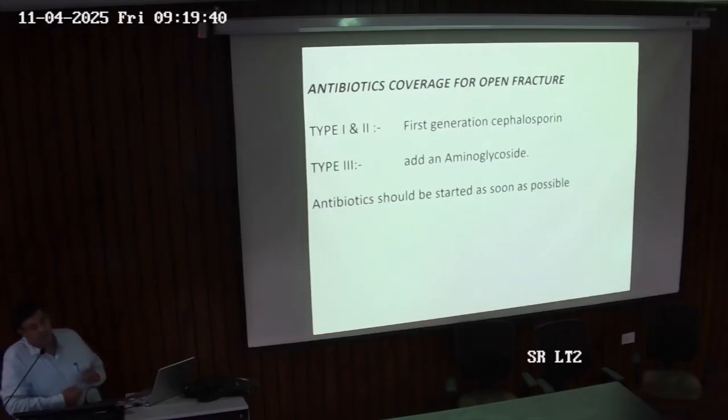So the antibiotics which are given: first generation cephalosporin, as the most common pathogen is Staph aureus, so it is well covered with the first generation cephalosporin. And in type 3, where there is an extensive soft tissue loss, we add an aminoglycoside.